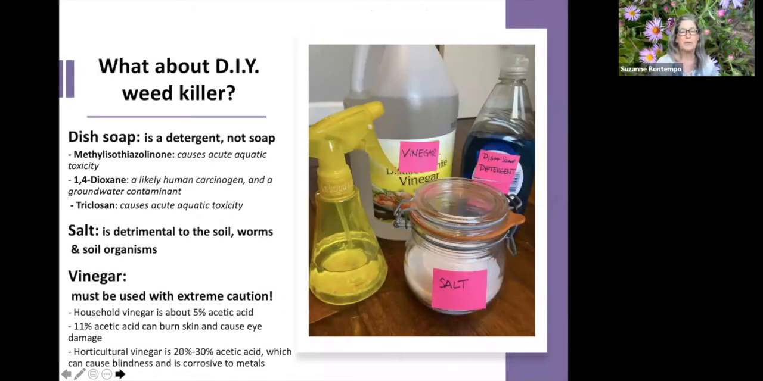Let's talk about those do-it-yourself home remedy weed killers. I hear about this all the time.